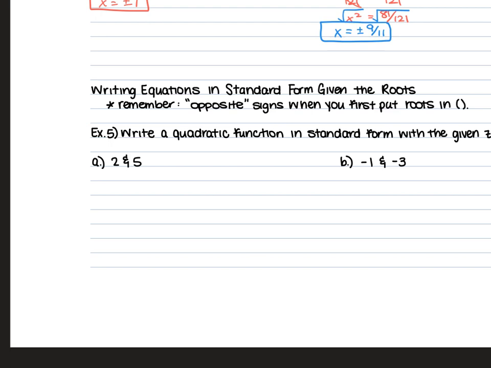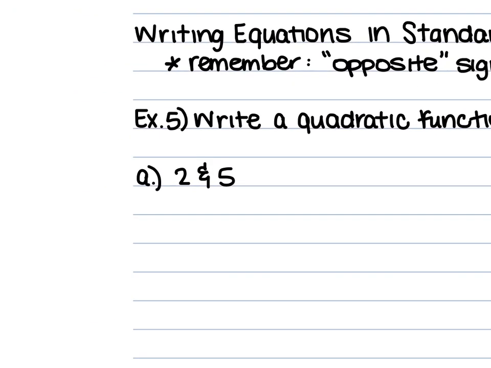For our next part, we are writing these equations in standard form given the roots. So when we do that, we're going to take the opposite sign of the number, put it in parentheses with x, and then multiply out like you would when you FOIL. Make sure it's set equal to 0, and you're good. So for A, we have 2 and 5. So the opposite of 2 is negative 2.